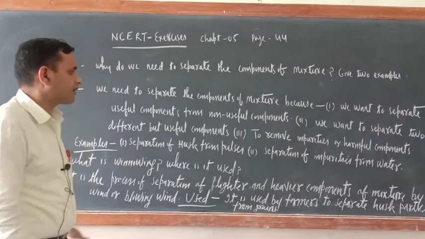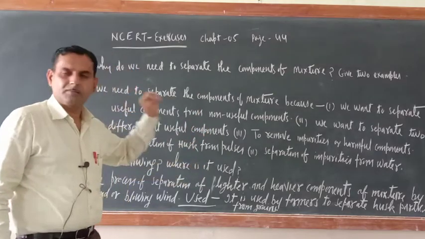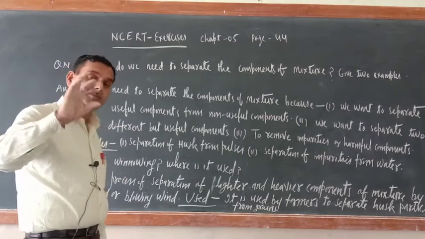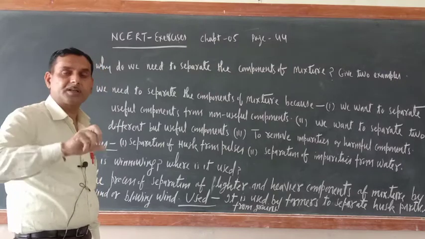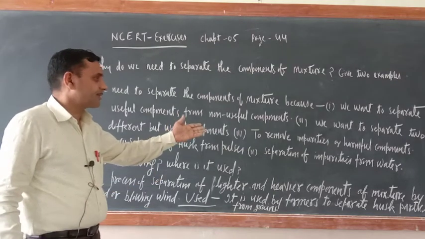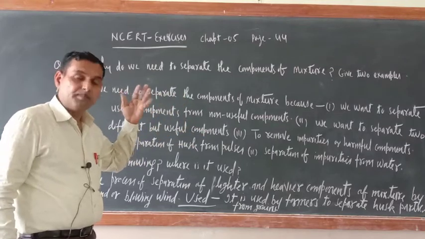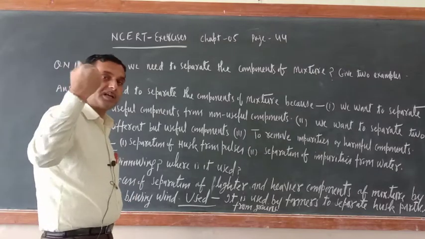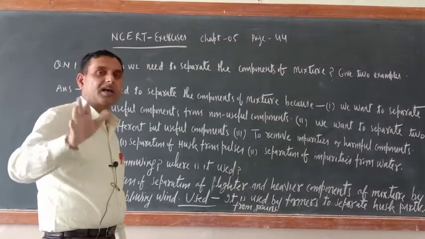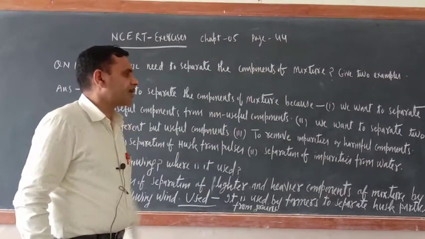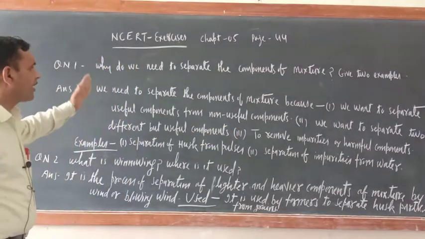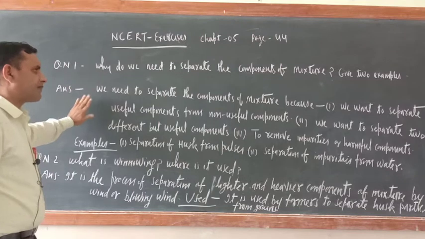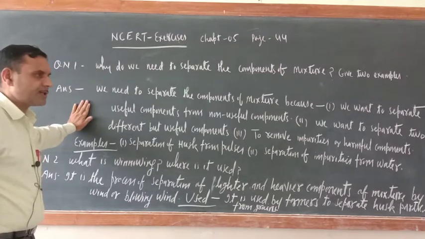What is the third purpose? To remove impurities or harmful components. Sometimes in a mixture, one component is useful, but the other component is not useful. So we want to separate the impurity. Suppose in the mixture one component is useful, but the other component is an impurity. They are harmful or they are not useful. So to remove impurities or harmful components, we separate the components of a mixture. This is the purpose of separation of components of a mixture.